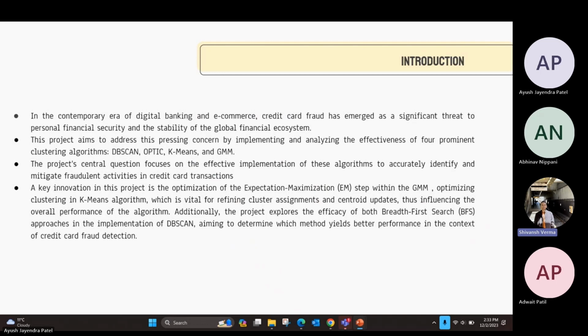A key innovation in this project is the optimization of the EM step within the Gaussian mixture model, and of the clustering algorithm in k-means clustering, which is vital for refining cluster assignments and centroid updates, thus influencing the overall performance of the algorithm. Additionally, the project explores the efficacy of both depth-first and breadth-first search approaches in the implementation of DBSCAN, aiming to determine which method yields better performance in the context of credit card fraud detection.